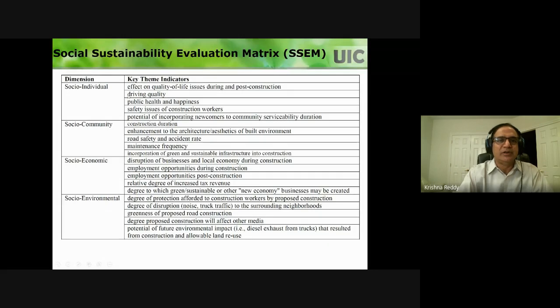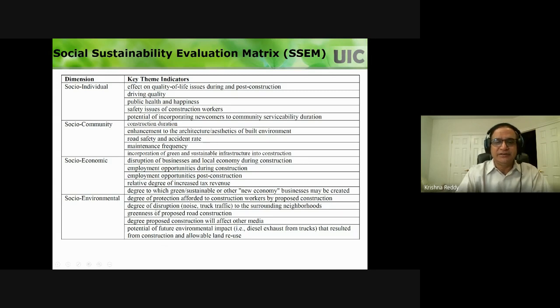For example, as an individual, how is the individual going to be affected: effect on quality of life issues during and post construction. What troubles is an individual going to face during the construction, and what is the quality of driving that he or she will have with different pavements. So basically what I'm trying to say is, you need to take a hard look at this, or you may need to get help from social scientists to come up with these key theme indicators.